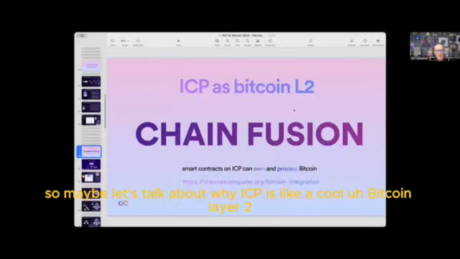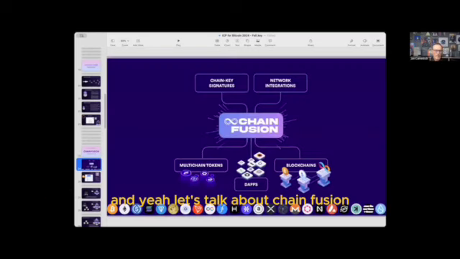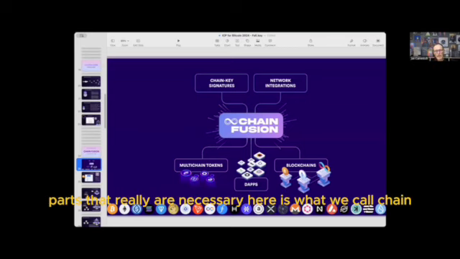ICP is like a cool Bitcoin layer 2, and the reason here is chain fusion, because on ICP again you can interact with any other chain or many other chains. And yeah, let's talk about chain fusion. There's a number of things here, but the technical parts that really are necessary here is what we call chain key signature.